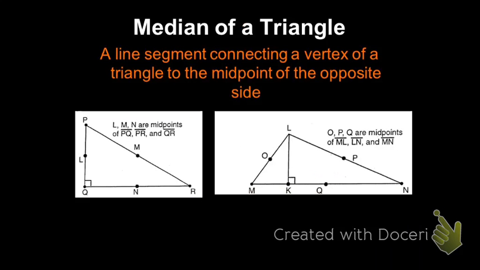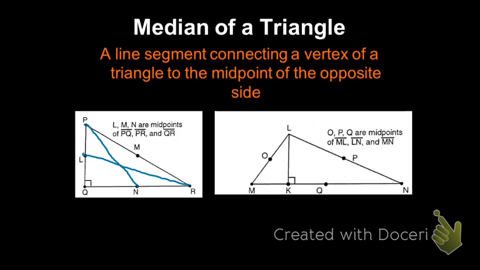The next special segment we'll talk about is the median of a triangle. That's a line segment that connects the vertex of a triangle to the midpoint of the opposite side. So I'm going to draw 6 medians right here on 2 different triangles, so you get the hang of it. It starts at the vertex and it goes to the midpoint of the opposite side. So that would be one example of a median.